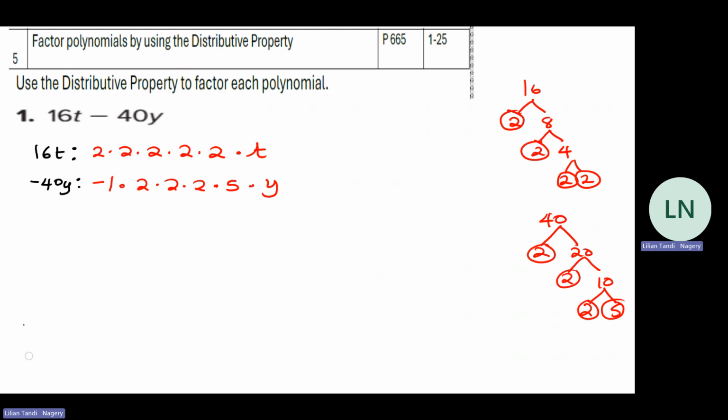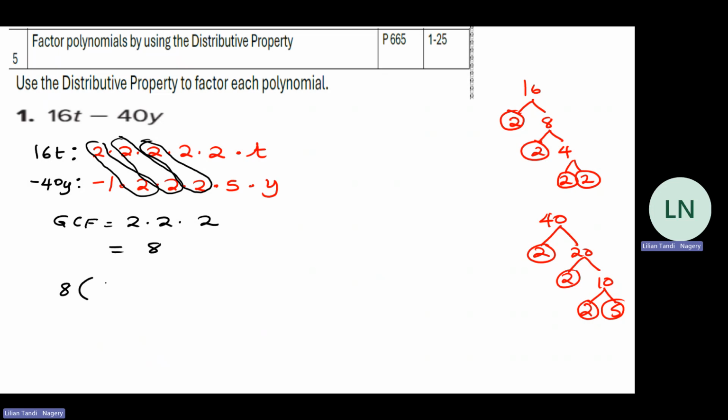Then find the greatest common factor. So this is 2. This is 2. This is 2. These two don't have a friend. T does not have a friend. 5 does not have a friend. Negative 1 does not have a friend. So greatest common factor is 2 times 2 times 2, which is 8. Then you write 8 outside. What is remaining? 4t, because 2 times 2 is 4 times t. Then minus 5y.